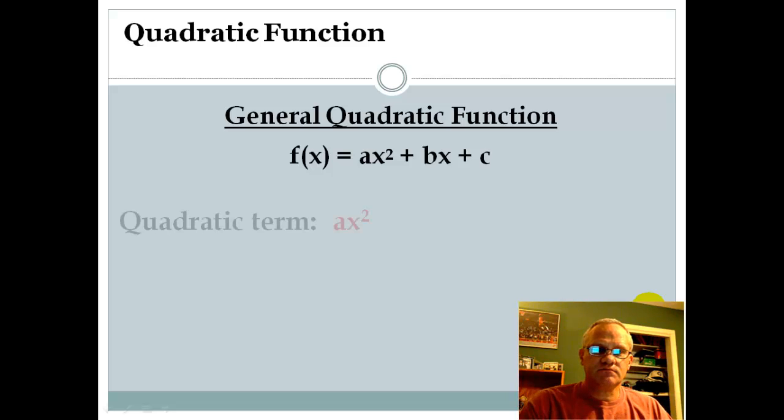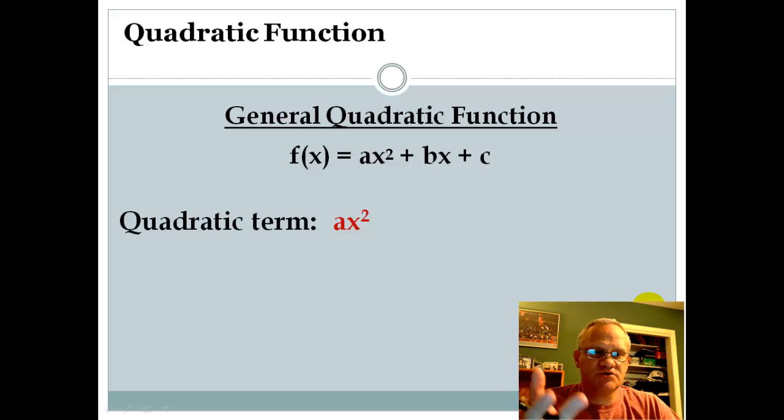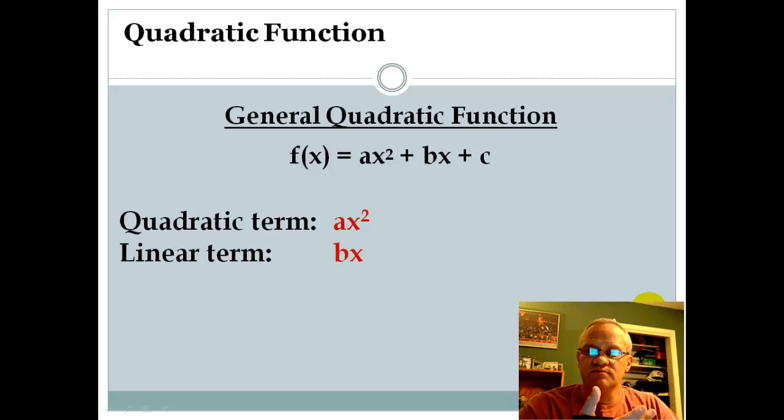And the first part, the ax squared, or some number times x squared, they just call that the quadratic term because that's what makes it a quadratic function, is the x squared. The linear term, that's the second part there, the bx, or some number times x, and the constant term is c. That's the number that's all by itself.